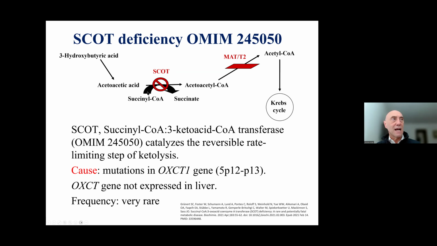If the first enzyme is defective, you will have the accumulation of 3-hydroxybutyric acid and acetoacetic acid. This gene is not expressed in the liver. Why? The liver does the other way around. They produce ketones. They don't use them. So if they need energy, they just burn more fatty acid. But they are not able to utilize ketones from the periphery. It is a very rare disease.